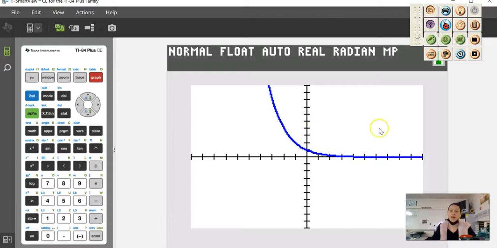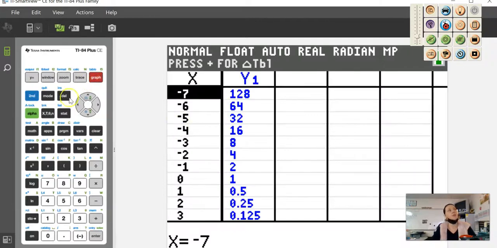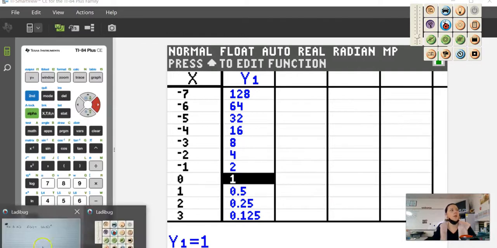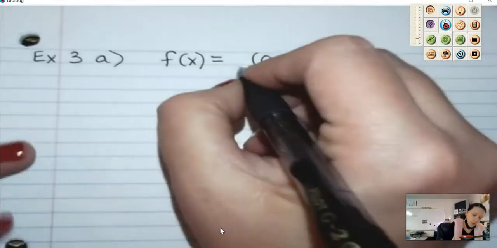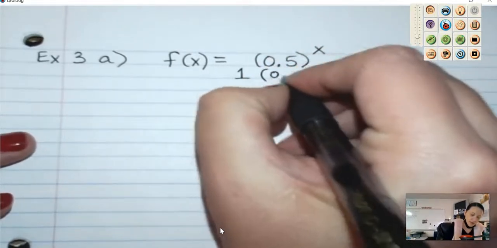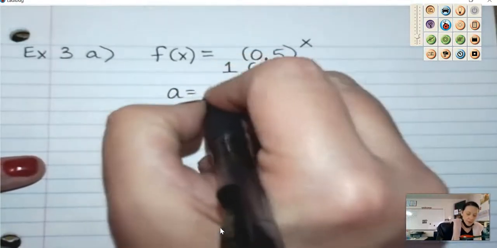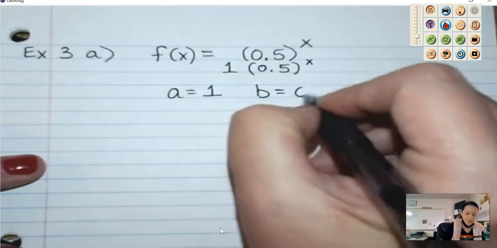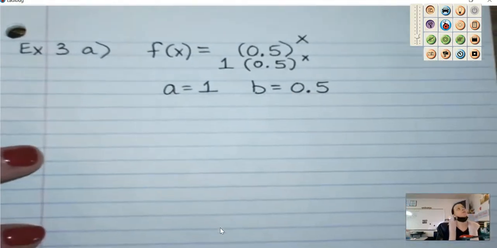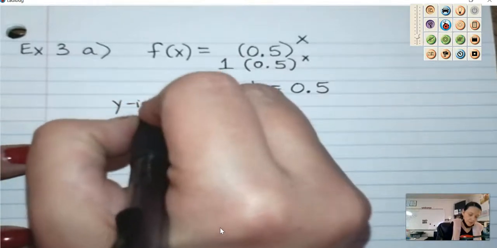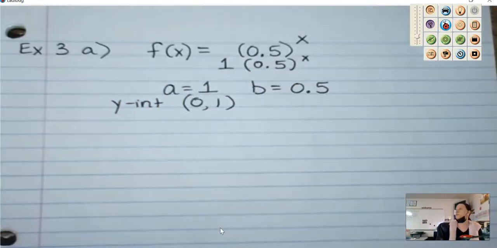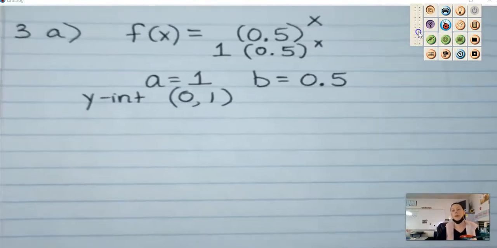Okay. The a value, remember, is going to be your y-intercept. Or if you go into your table of values, your y-intercept is when x is 0. So 0, 1 is our y-intercept. So there's really a 1 in front here. It says 1 times 0.5 to the x power. So a is 1. B is 1/2. The y-intercept is 0, 1. And then we have to do end behavior.